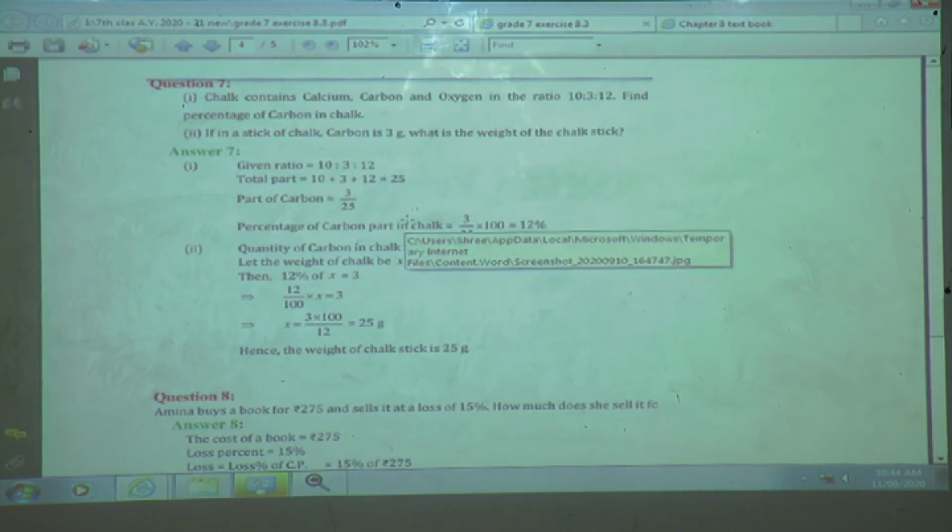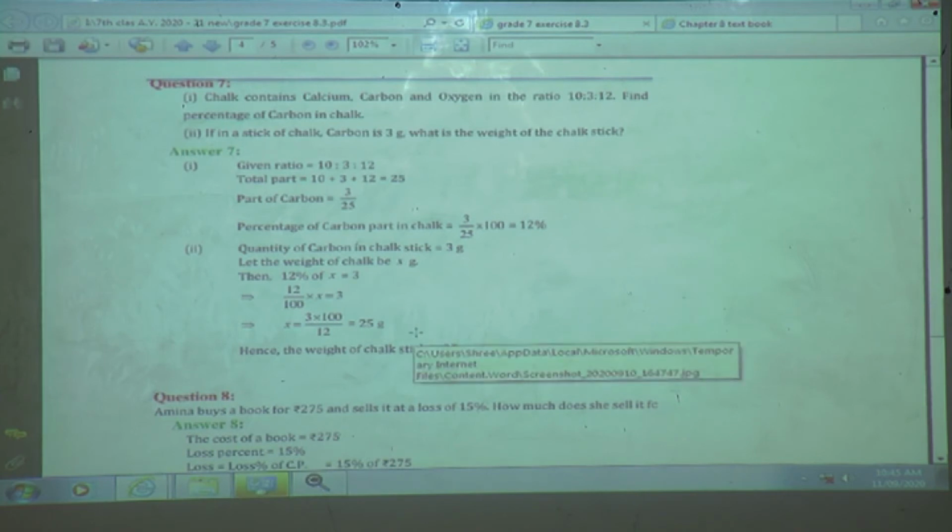If the stick of chalk has carbon of 3 grams, what is the weight of the chalk stick? Now it is given as 3 grams. We have to consider, let the weight of the chalk be x gram. We don't know it, so considering this x, 12% of x is equal to how much? It is already given in the statement as 3 gram. So after calculating the value of x, what will be the weight of the chalk? It will be 25 gram.